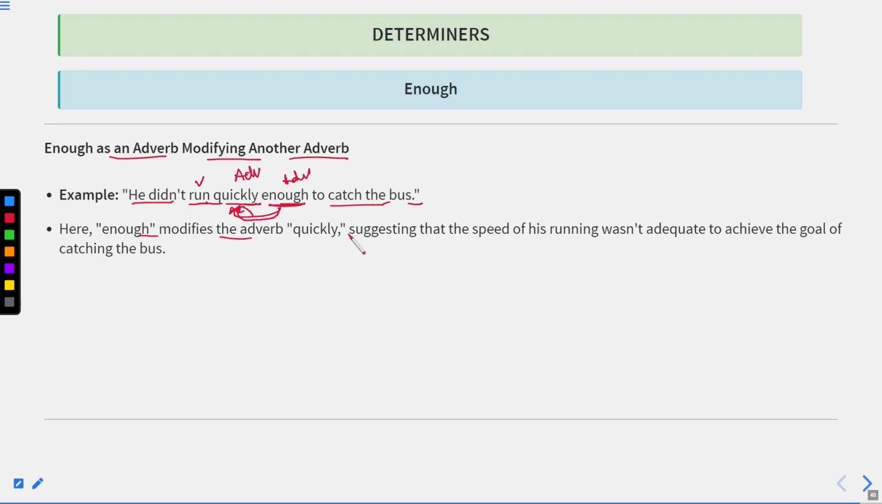So here enough modifies the adverb quickly, suggesting that the speed of running was not adequate to achieve the goal of catching the bus. Now that's all for the word enough. That's enough for the word enough. I hope this much is clear to all of you, especially the rule related to the adverb enough and the adjective enough. And this is very, very important and is frequently asked in the examinations.